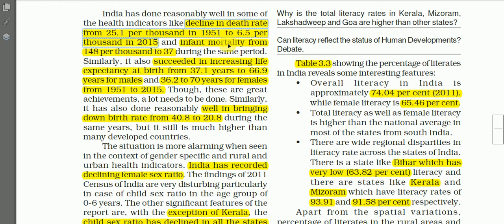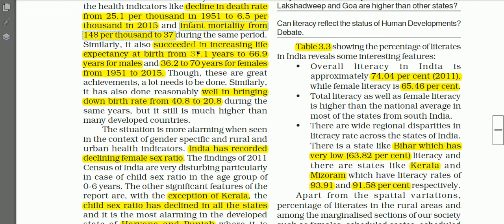Likewise, we have improvement in the infant mortality from 148 per thousand to 37 during the same period. Infant mortality rate also declined from 148 per thousand to only 37 per thousand children during the same period, that is during 1951 to 2015.